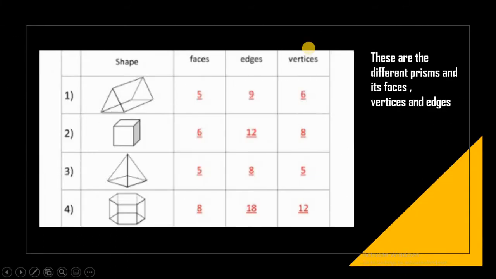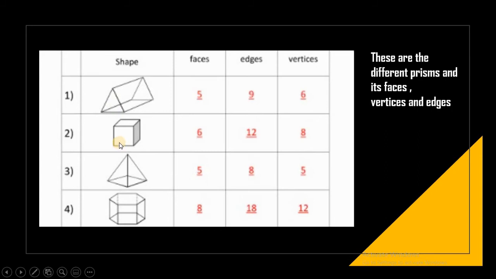Now, different prisms and their faces, their vertices and their edges. The first one is a triangular prism because it has a triangle at its end. It has 5 faces: 1, 2, 3, 4 and 5 at the bottom. 9 edges: 1, 2, 3, 4, 5, 6, 7, 8, 9. Then we have 6 vertices: 1, 2, 3, 4, 5, 6.